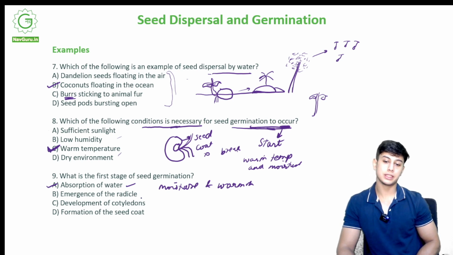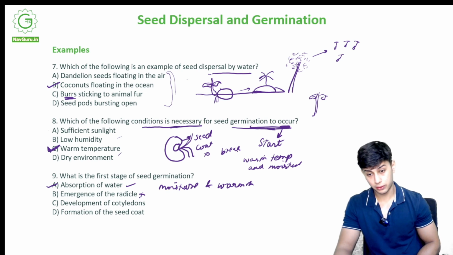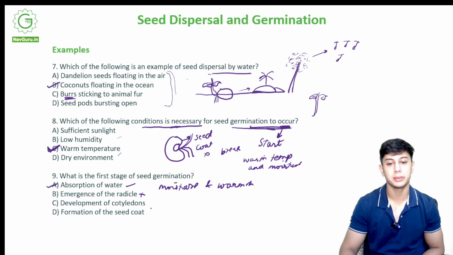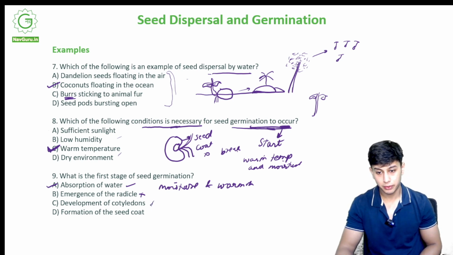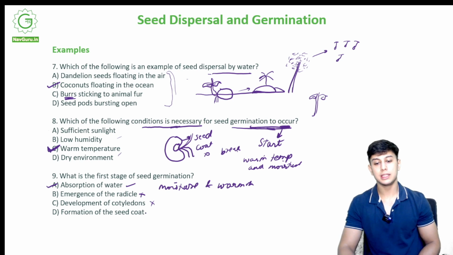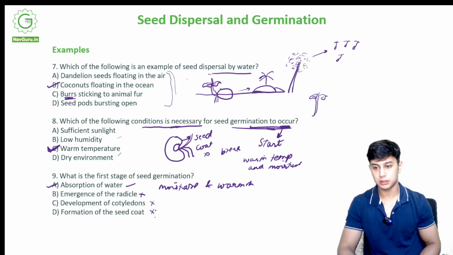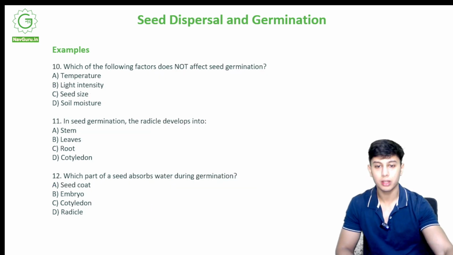Is it the emergence of radicle? No. What was the radicle? That was the root. It comes later on. Development of cotyledons. Cotyledons are already there in the seed. Okay, so it will not develop in germination. It will be utilized. Formation of seed coat. These are all formed when the seed is being made. So, not this.